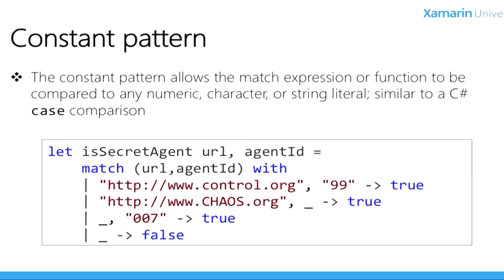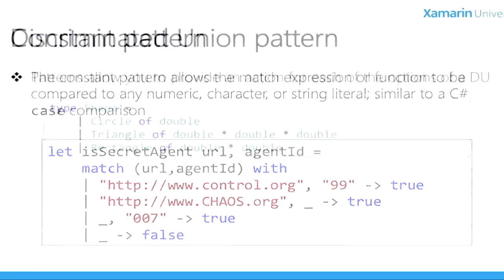And if the website's www.control.org and the agent ID is 99, then clearly she's a secret agent. And if the website's www.chaos.org, then no matter what the agent ID is, it's going to be a secret agent too. And if the agent ID is 007, no matter what the website is, again, it's a secret agent. And finally, we have our wildcard match, so any other combination will just return false.